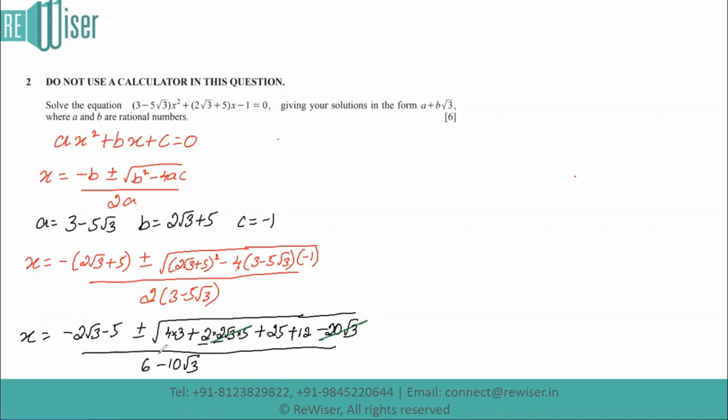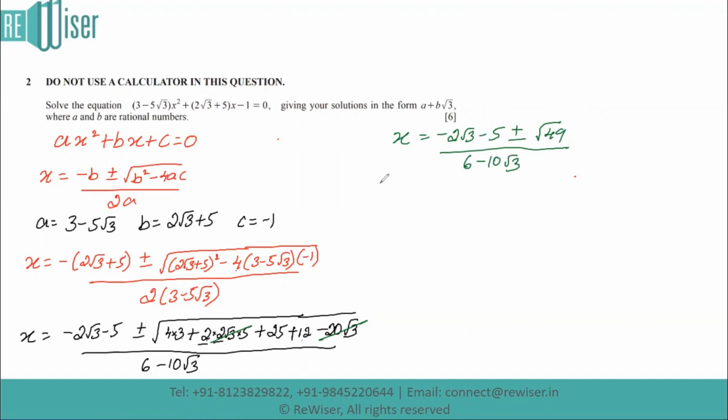After that, x is equal to −2√3 − 5 plus or minus the square root of, I have positive 12 from 4 times 3, plus 12, so 12 plus 12 is 24, and 24 plus 25 is nothing but 49. So I'll have the square root of 49, and the entire thing divided by 6 − 10√3. Now, here there are two different solutions.